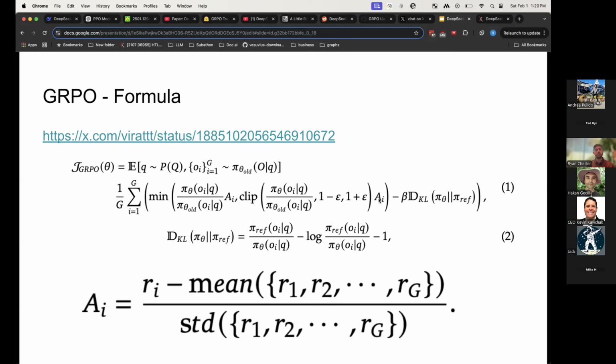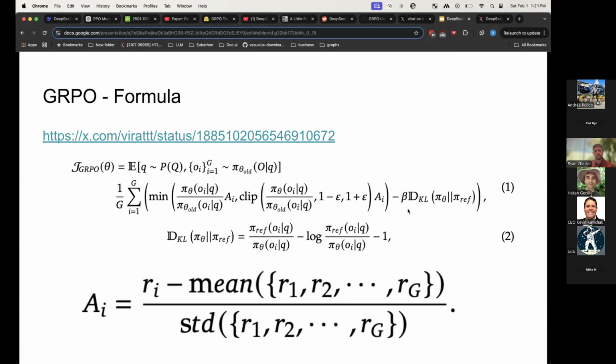So this, in that tweet we were looking at, was saying, here's the score of an individual outcome and subtract the mean of all of the generations from that group and divide by the standard deviation. And so this is saying, what's the advantage of that individual prediction? And so this is the part that is comparing the new model against the old model and the advantage. And so this is basically saying for that whole group, take the average of this.